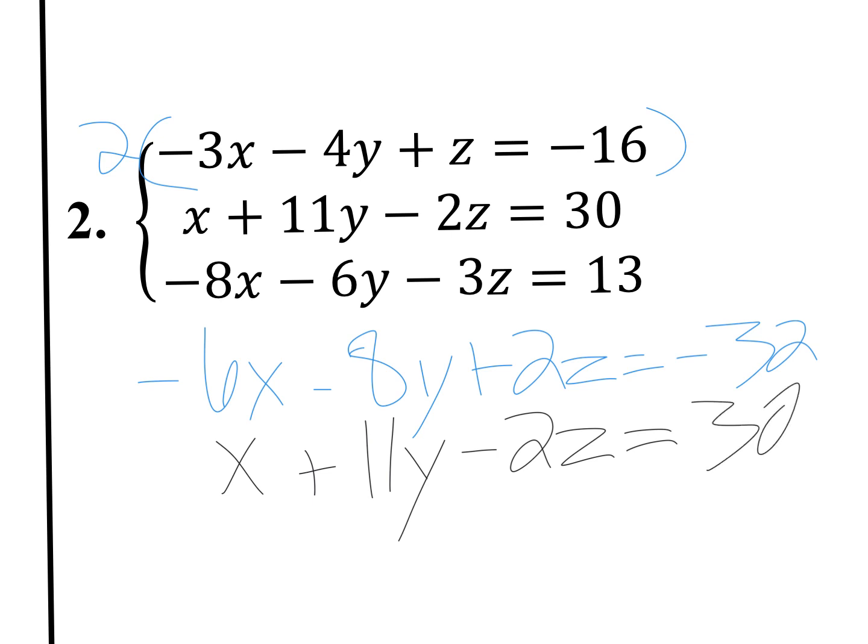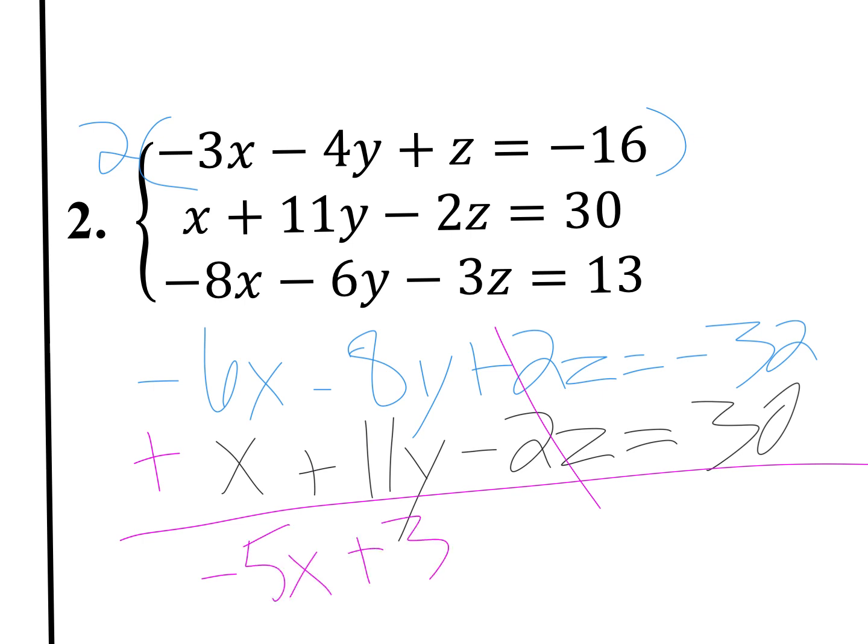Okay, let's add the two equations together now and see what's left over. So the z's cancel, negative 6x plus x is negative 5x, negative 8y plus 11y is 3y, and then negative 32 plus 30 is going to be negative 2.